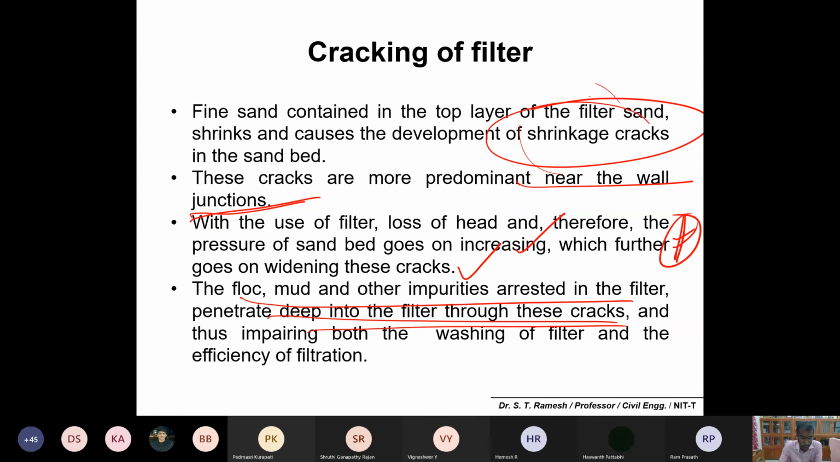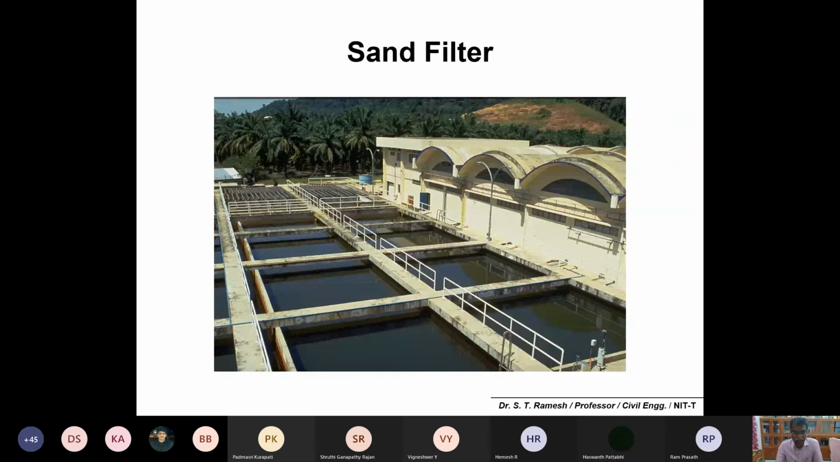So this is a famous effect in the case of a slow sand filter. If there are more cracks, there could be more passage of flocs as well as mud balls. Okay, so this is what a typical sand filter looks like, either in the open or sometimes inside a building. So this could be the filter during operation. Okay, so you allow the water to pass through the filter. Now you can understand better.